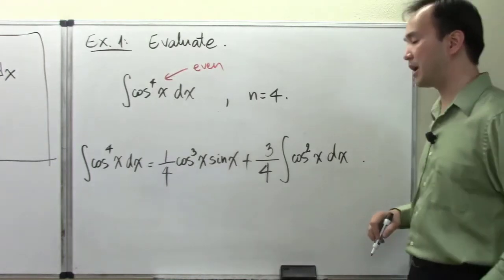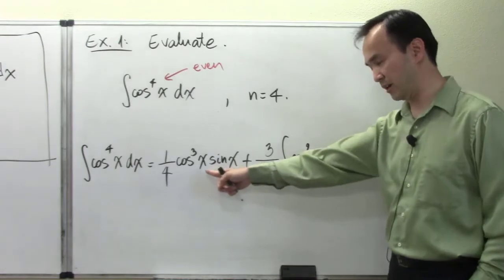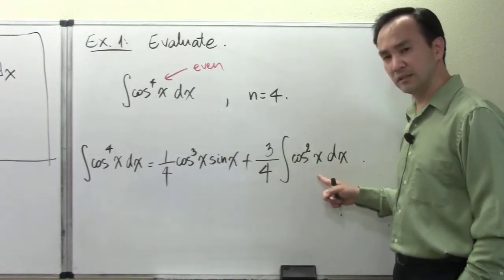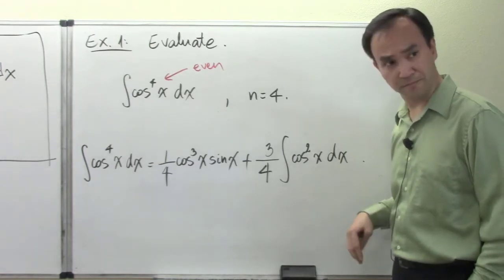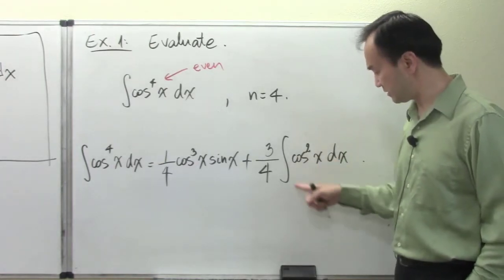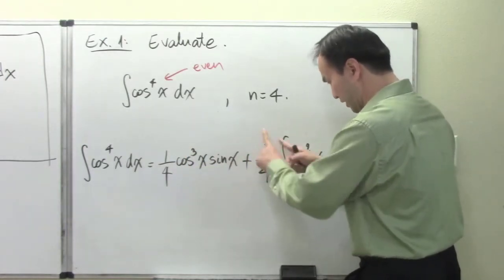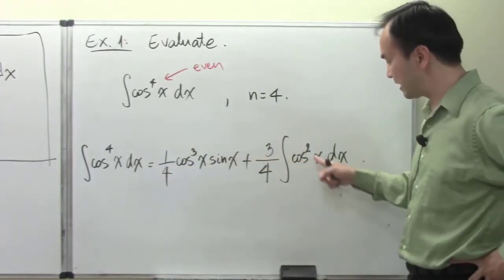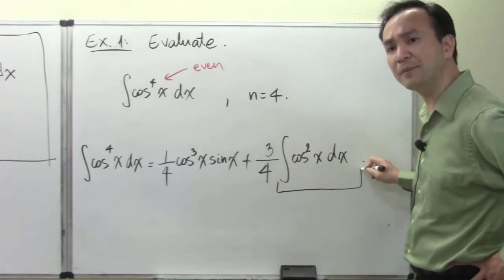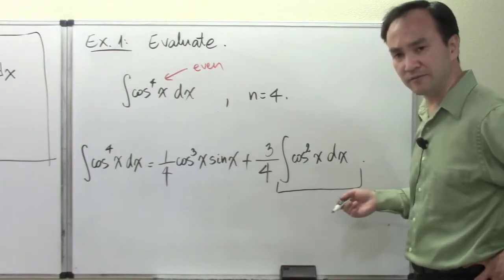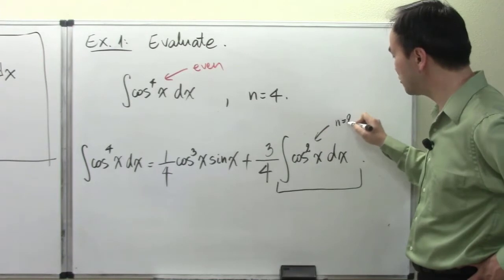So we applied the reduction formula once on this one, and we still ended up with a remaining integral here, which is unsolved by now. But ignoring all of these fancy things, and even ignoring that 3/4 right there, we can just simply see this as another integral of a high power of cosine. So now let's think about this as an n equals 2 right here.